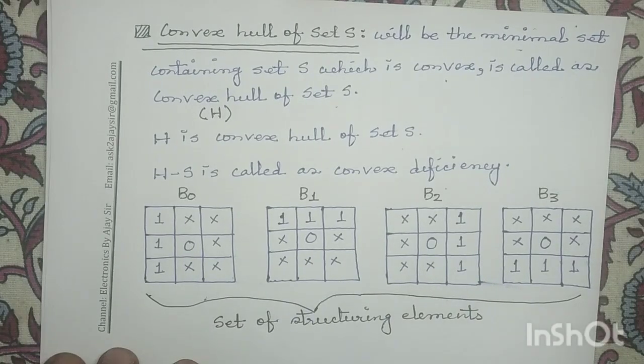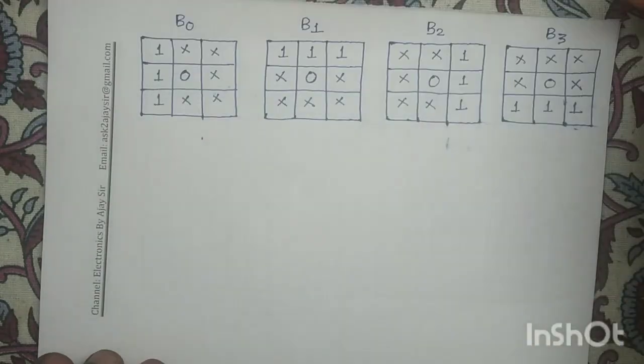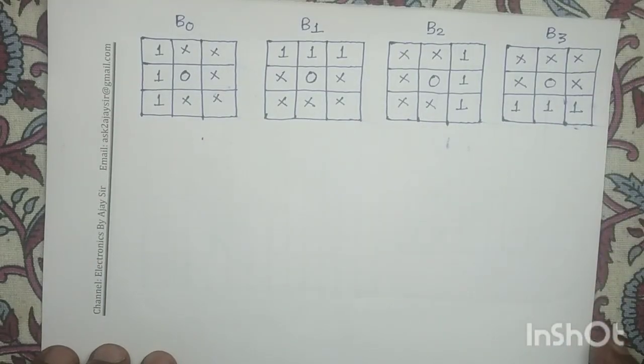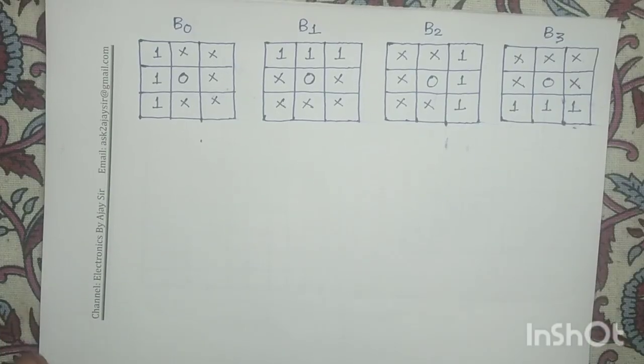So this structuring element is represented as B0, B1, B2 and B3. Using these four structuring elements, we will perform our convex hull. We will determine the convex hull for the given object set S.